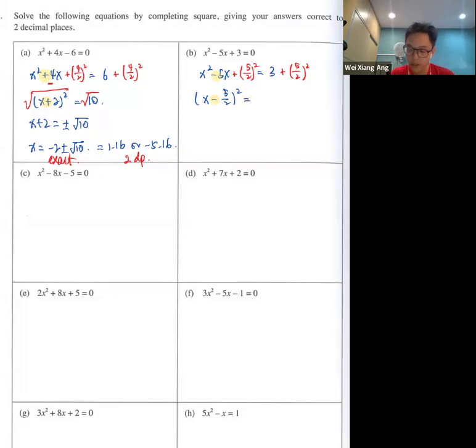Okay, and I'll just simplify the term on the right. This is 37 over 4. Then now I can square root both sides. So this should be x minus 5 over 2 plus minus square root 37 over 2. Why is it 2? Because if I square root a fraction, I square root the top, I also square root the bottom. If I square root the bottom, it just becomes 2.